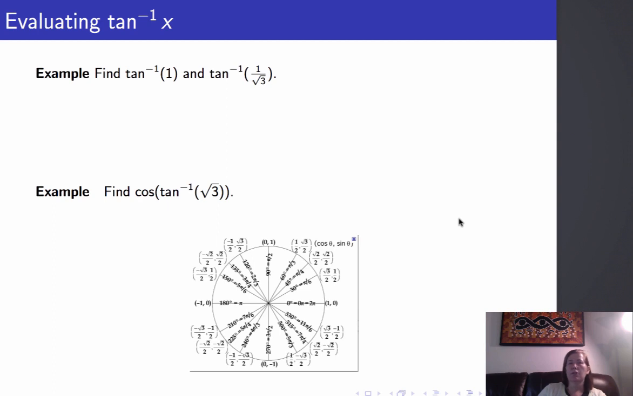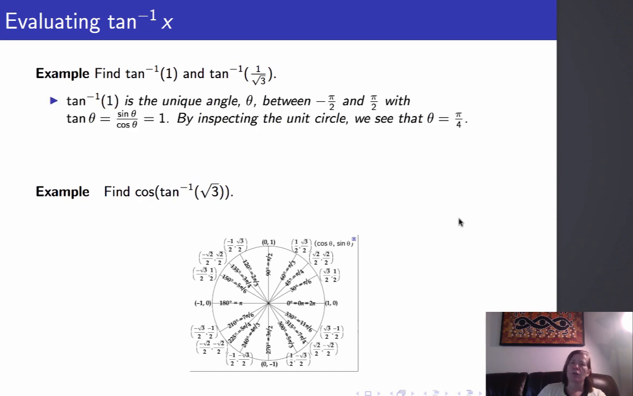Let's do some calculations. How would I find tan inverse of 1 and tan inverse of 1 over the square root of 3? Tan inverse of 1 is that unique angle theta between minus pi over 2 and pi over 2 with tangent of theta equal to 1. You could inspect your unit circle if you like, but for the most part you should remember that tangent of pi over 4 equals 1, and we see pi over 4 is this unique angle between minus pi over 2 and pi over 2 with tangent of theta equal to 1.